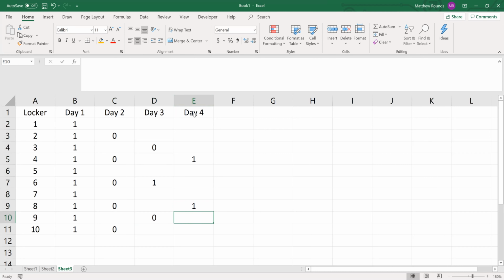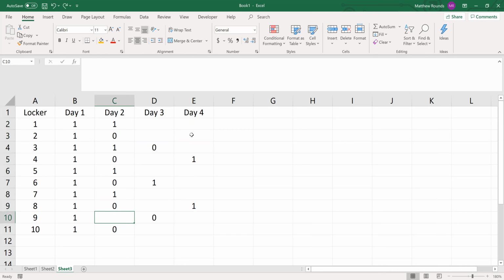Okay, so how about locker 1 though? What is it? Is it locked or not? I think it stays locked. Like, if we had to update it, I would update these over here. Day 3, it's still locked. Day 4, it's still locked. Okay.